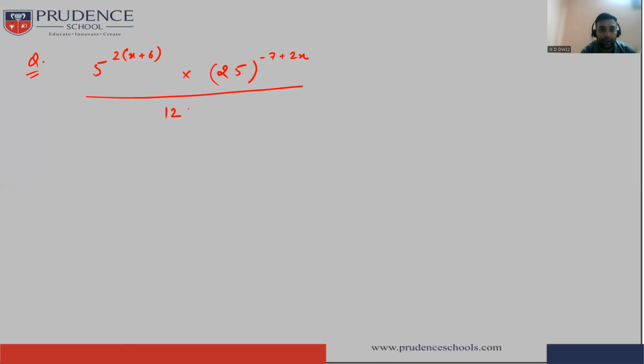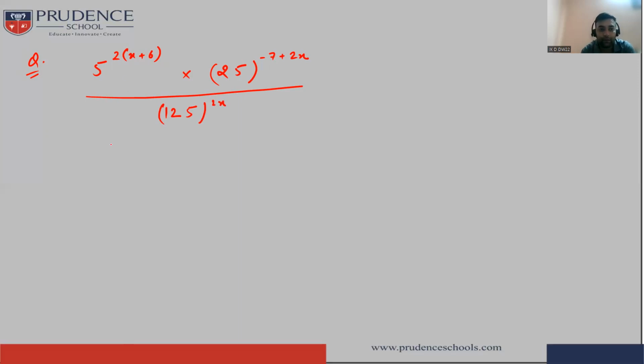Then after that, we have a question: 5 raised to power 2x plus 6 multiplied by 25 raised to power minus 7 plus 2x upon 125 raised to power 2x. This is the question.